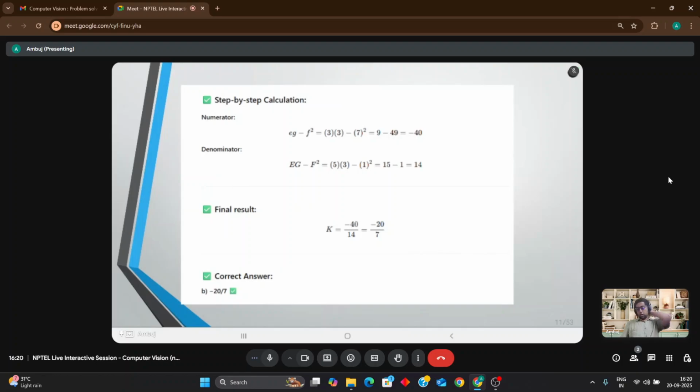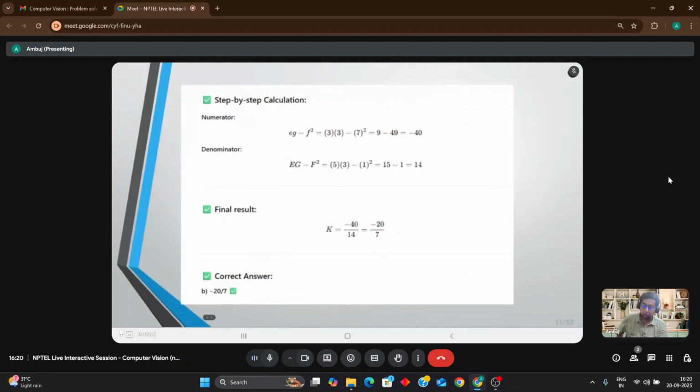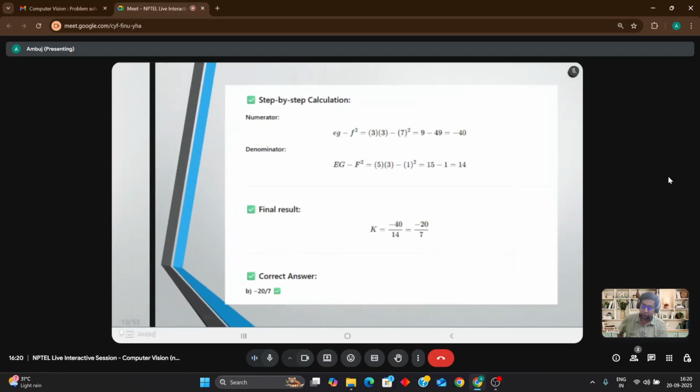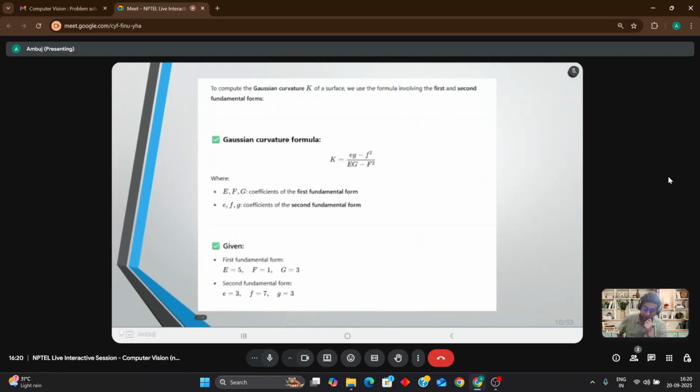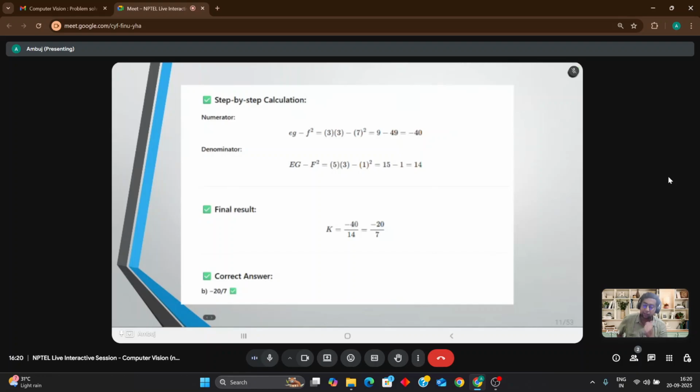So, small eg minus f square, this is 3 into 3 minus 7 square. Capital EG minus capital F square, which is 5 into 3 minus 1 square, consists of your denominator, whereas the numerator will be what? 3 multiplied by 3 minus 7 square, that is nothing but 9 minus 49. That is minus 40.